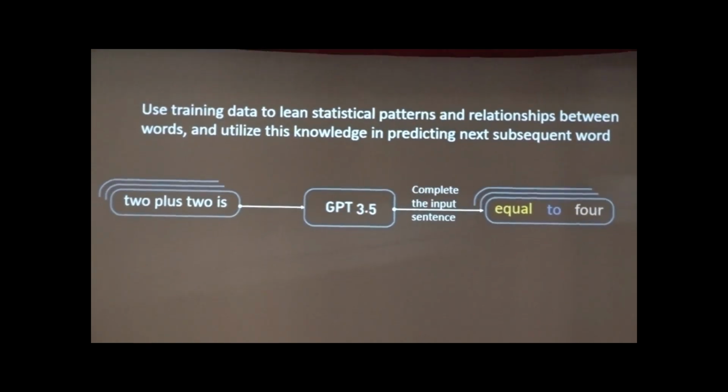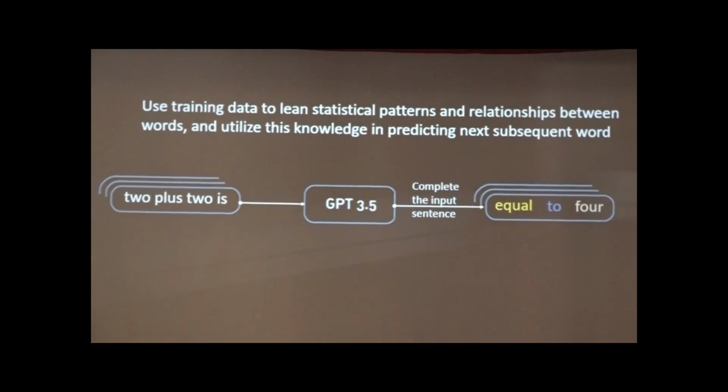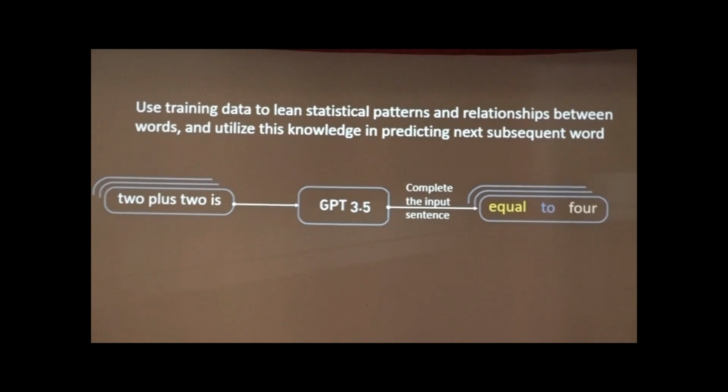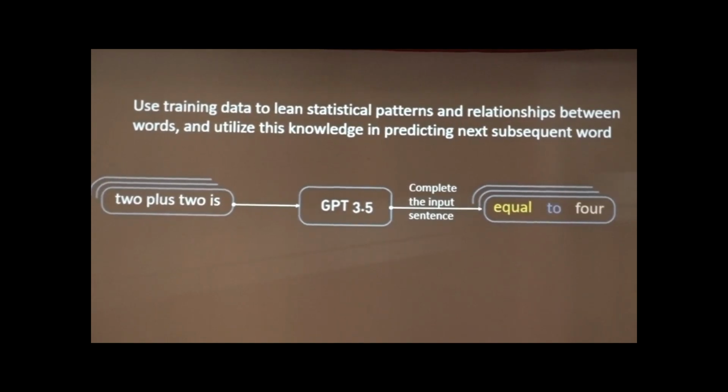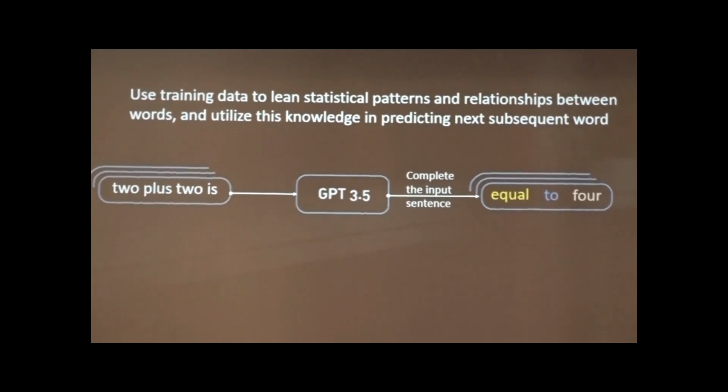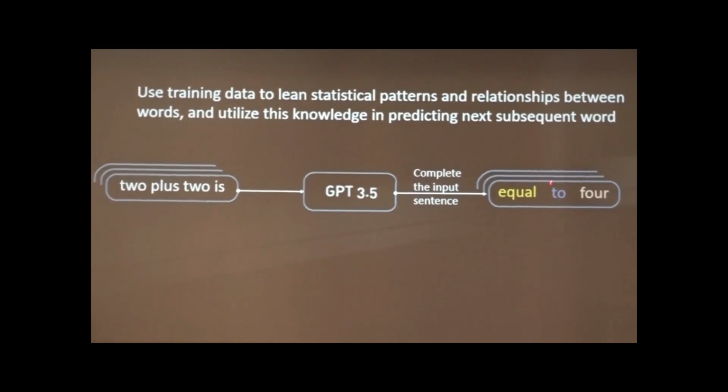If you look at how this large language model is trained, it uses the training data to understand the statistical patterns and the relationships between the words in a sequence, and carries this knowledge forward for predicting the next word in the sequence, one at a time.